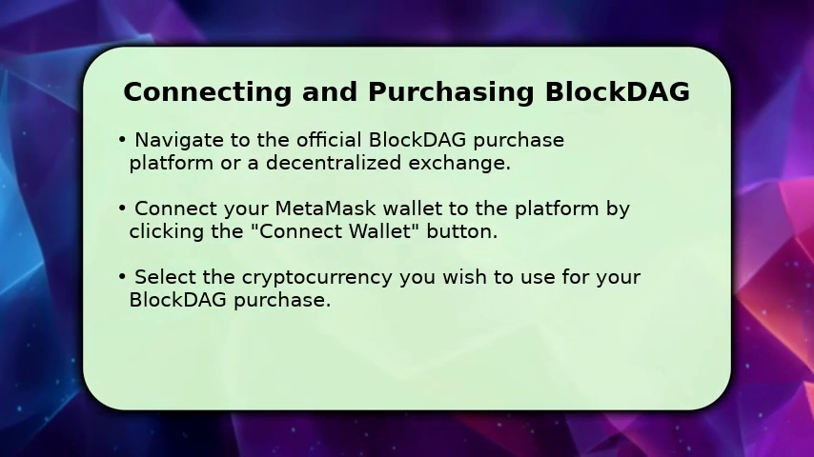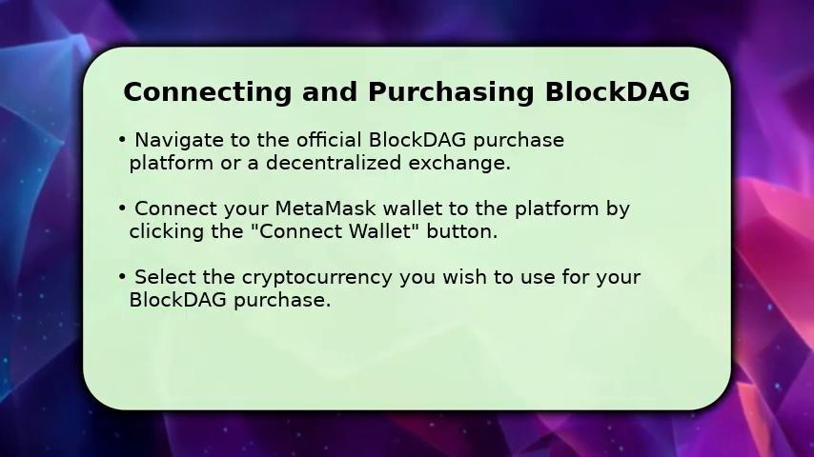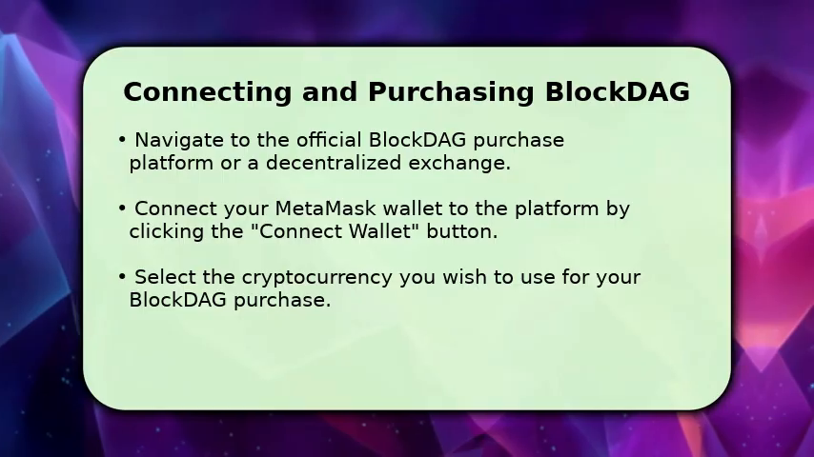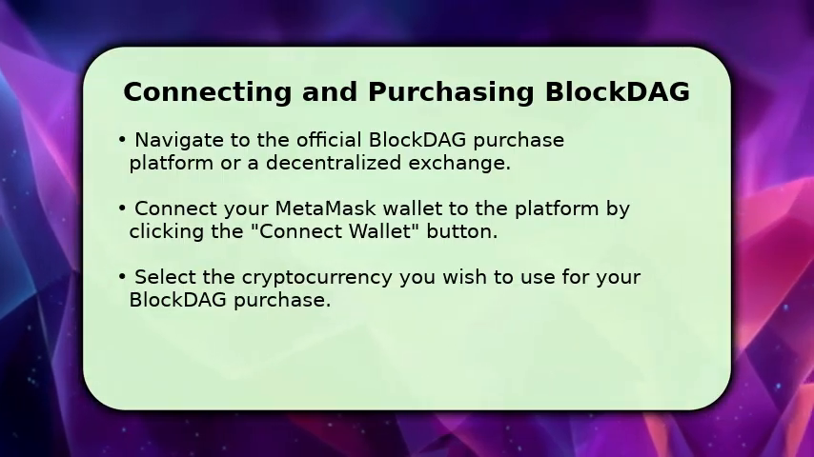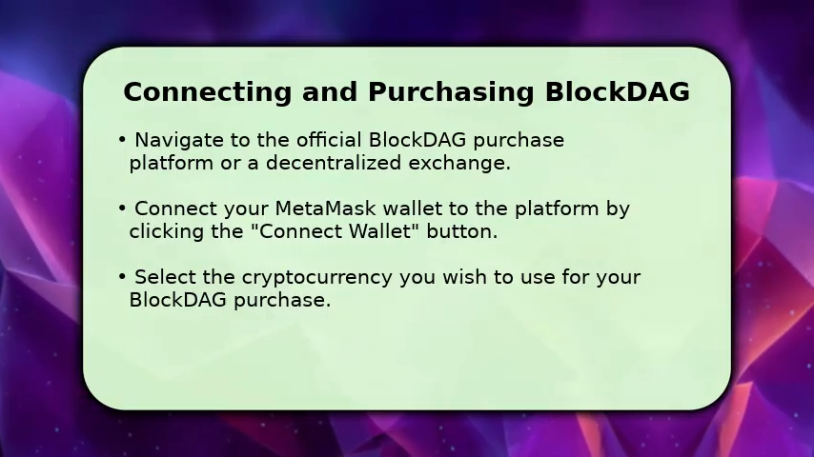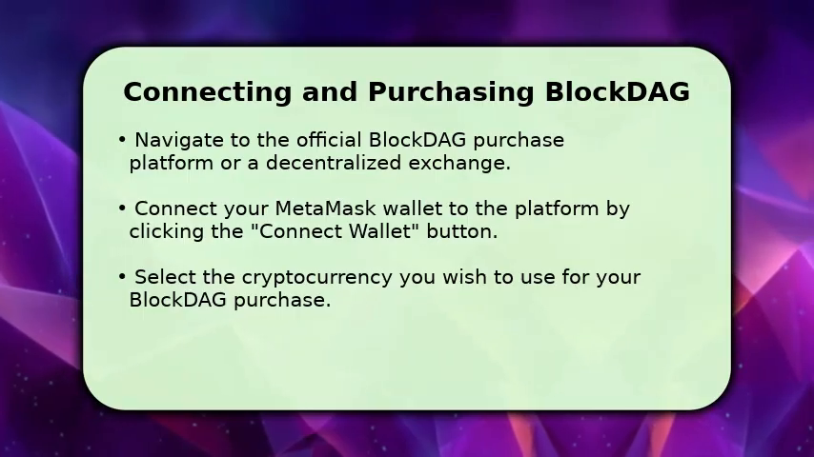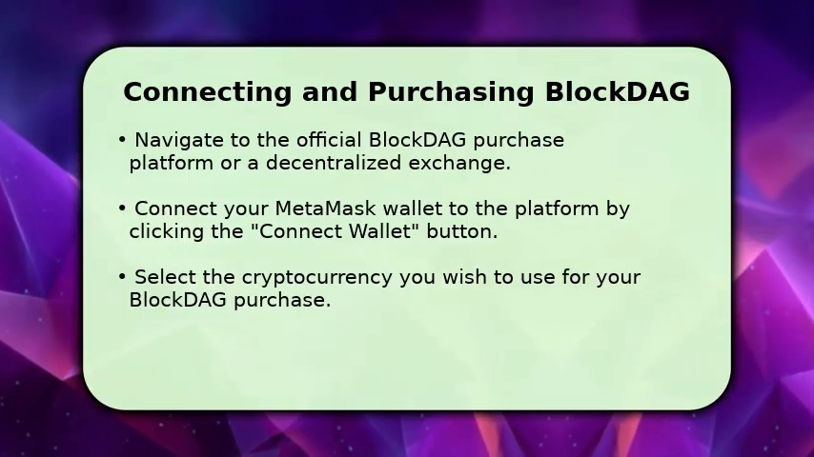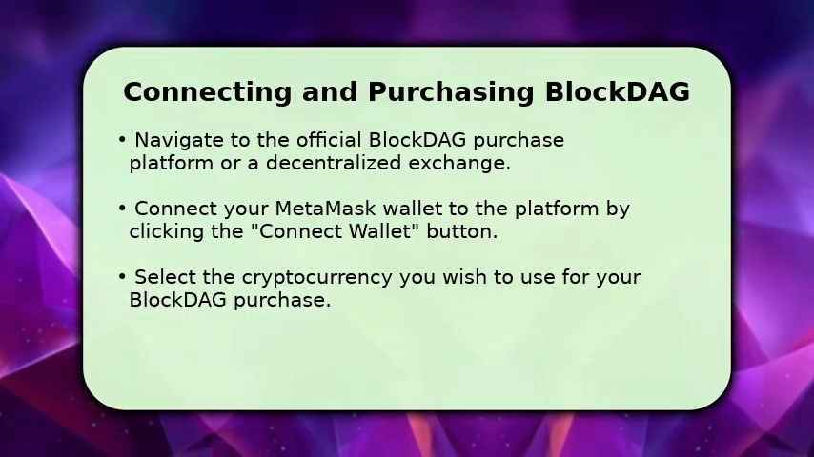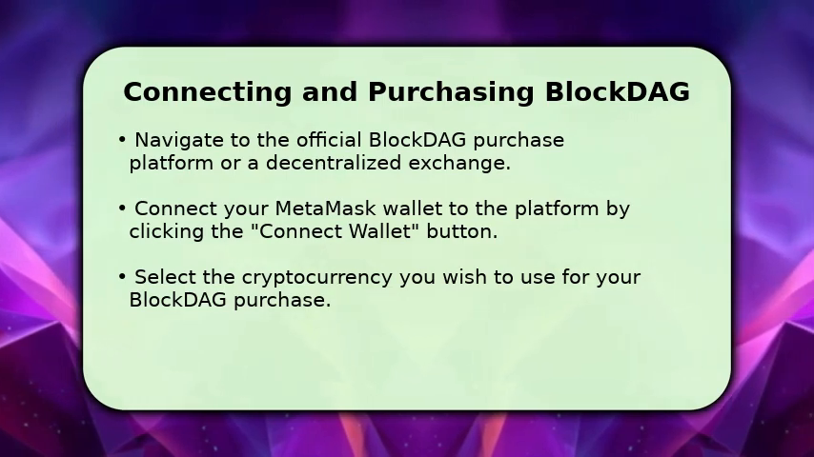With funds in your MetaMask, you are ready to buy Blockdag. Visit the official Blockdag website or a reputable decentralized exchange that lists Blockdag. Look for the Connect Wallet button, usually in the top right corner, and select MetaMask. Choose the cryptocurrency you wish to swap, like Ethereum, and then select Blockdag as the token you want to receive. Enter the amount, review the transaction details, and approve the purchase in MetaMask.